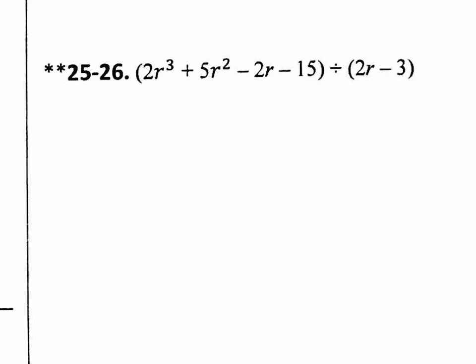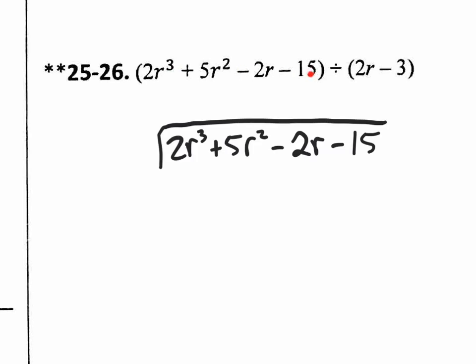You see, you could use synthetic, but inside the box, you'd actually have to plug in the fraction 3/2, and that would be disgusting to be multiplying and adding and subtracting fractions, right? So let's not even go there. Let's just set up our long division problem. So the polynomial goes inside the box, and notice there's no powers missing. 3, 2, 1, constant, perfect.